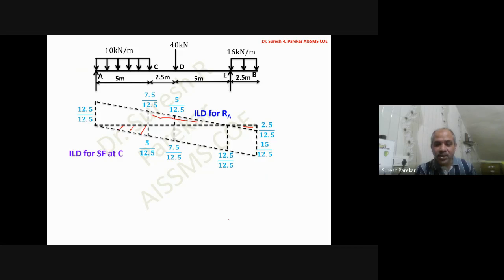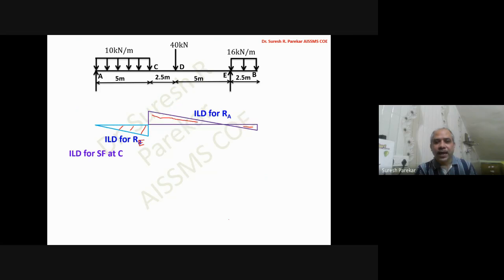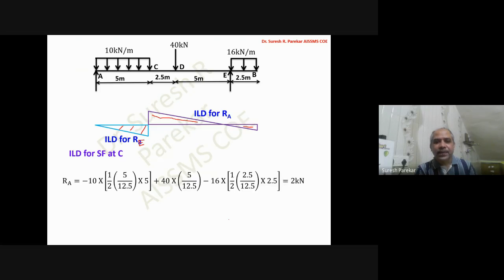Total. Then you can see this. So this is now not B. So we have, this will be for ILD for RE. And then you can see this. And then we have portion that will be as it is, that is ILD for RA. And then we have to just multiply. We have seen this value. So this value we have 5 upon 12.5. So you can see there.